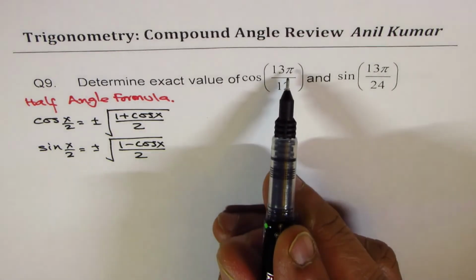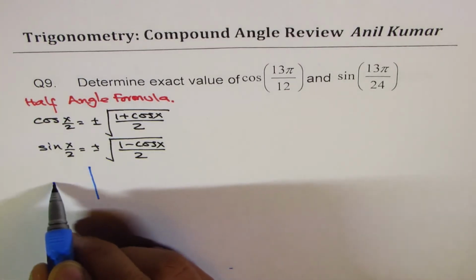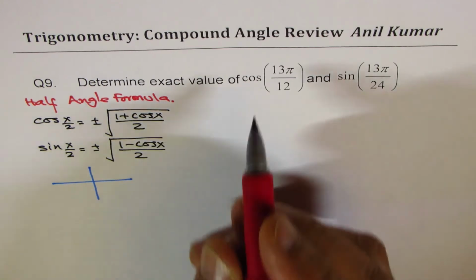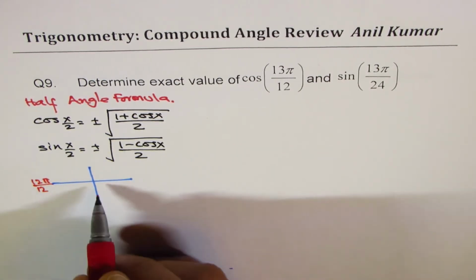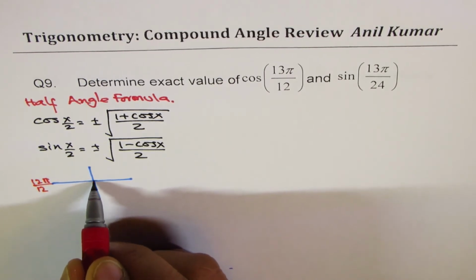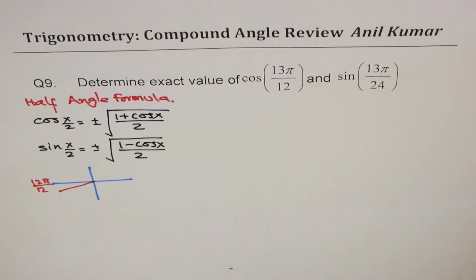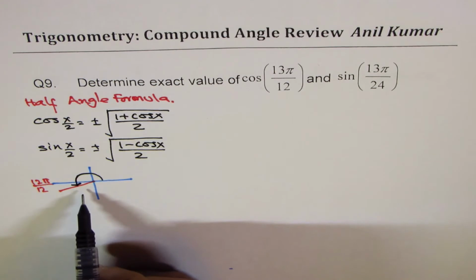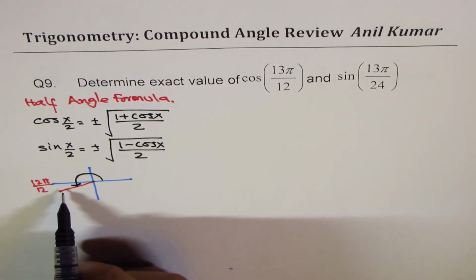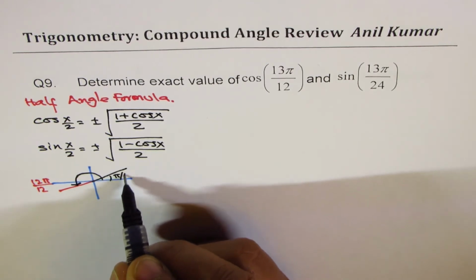Now since we are talking about 13 pi by 12, let us see in which quadrant we are, and then we'll work it out. 13 pi by 12 means the pi is divided into 12 parts. So this is 12 pi by 12. So 13 will be right there, right? So basically, we are in quadrant 3. And in quadrant 3, we are expecting a negative answer. The acute angle here is pi by 12.